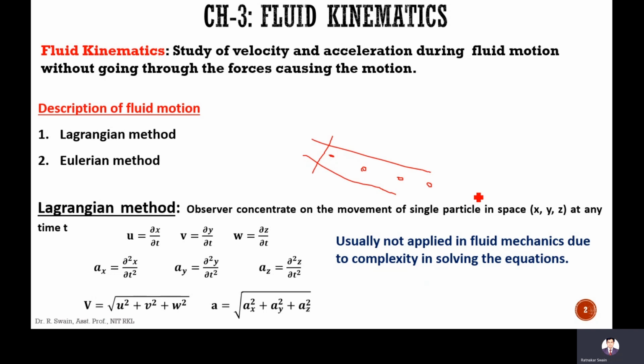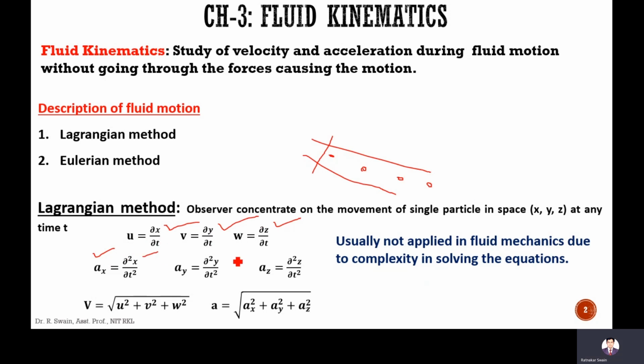In this method, u is expressed as the partial derivative of x with t. x, y, z are the distance or the displacement in x, y and z direction. u, v, w are the velocities in x, y and z directions. So u is expressed as del x by del t, v is del y by del t, w is del z by del t.